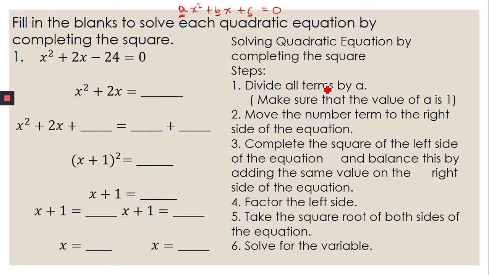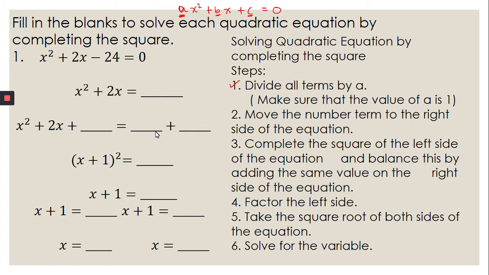Now let us look at our example here. X squared plus 2x minus 24 equals 0. As you can see, the value of your a here is already 1. So since it's already 1, we don't need to divide all terms by the value of a. So step number 1 is already checked. Number 2, move the number term to the right side of the equation.